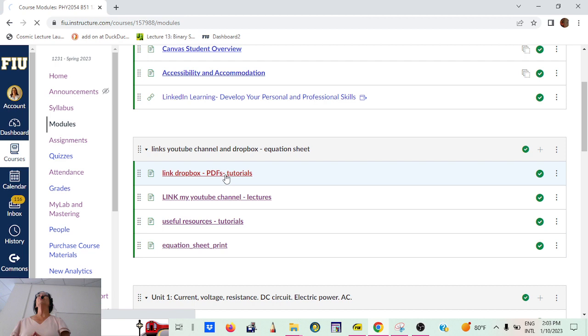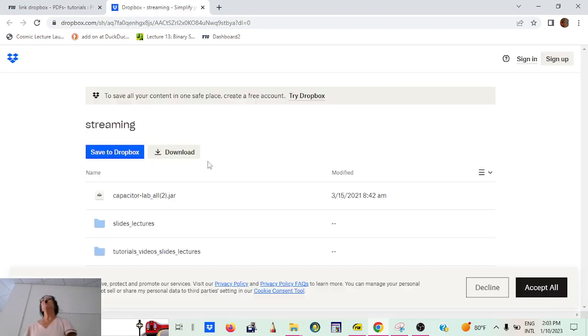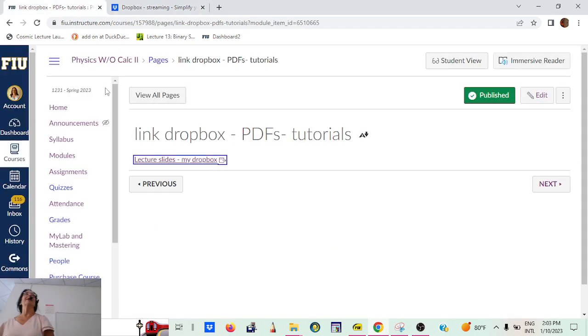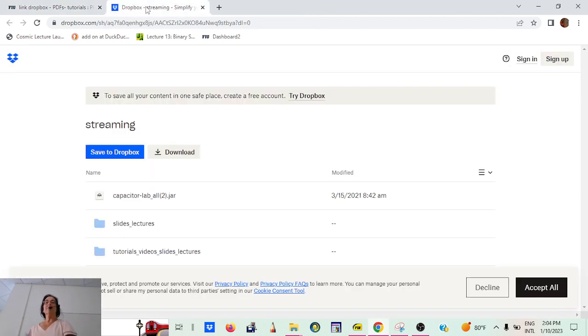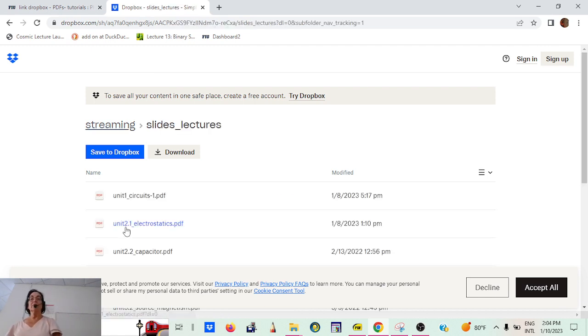It's just that I don't want to promote Dropbox, but Canvas does not let me upload slides because it needs me to tag every single picture in my slide, which is not possible because my slides are full of pictures. So instead, I have found a way to share the lectures with you. That's going to be in my Dropbox. So here you have two folders. So you click on that folder here, and you see that will be the first PDF to download.